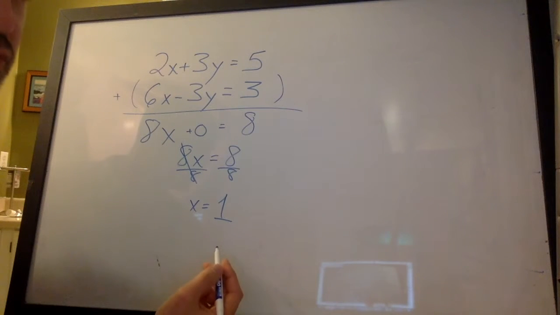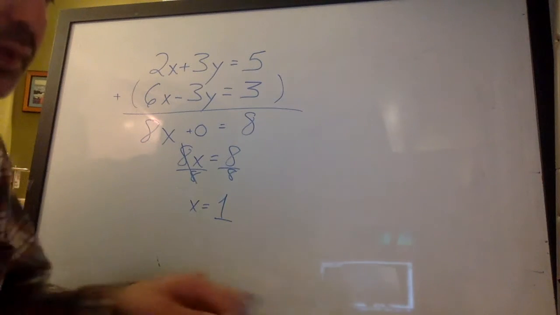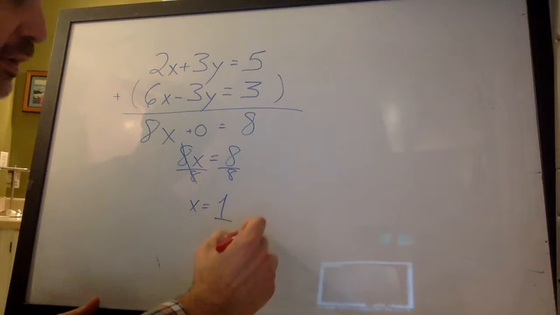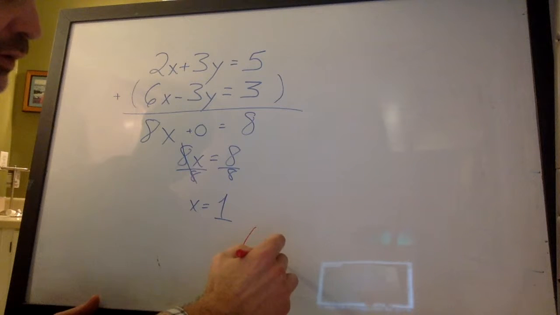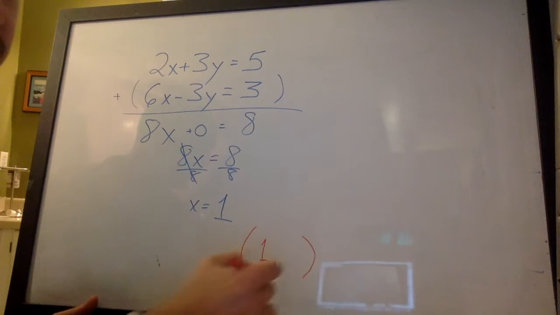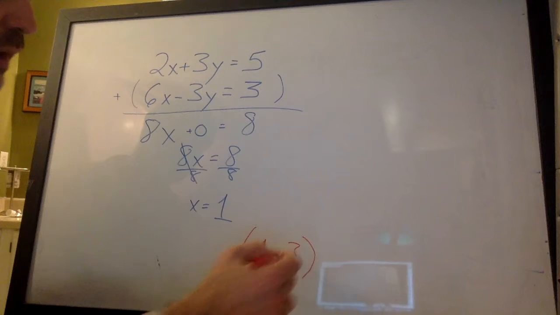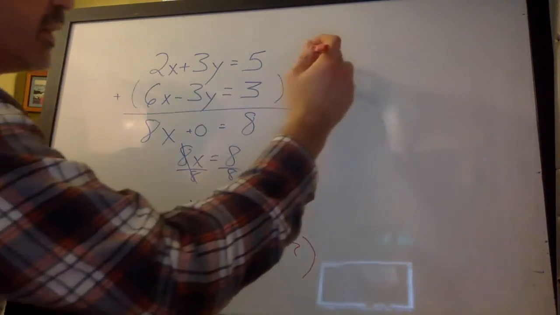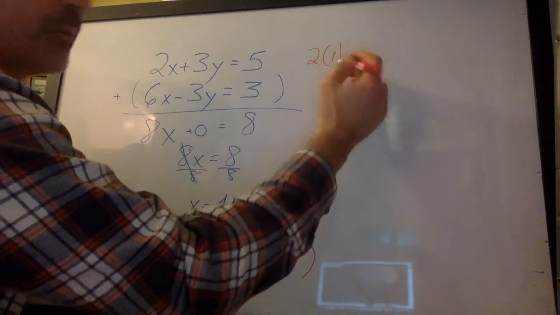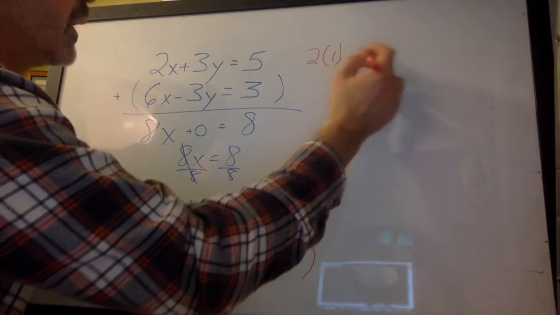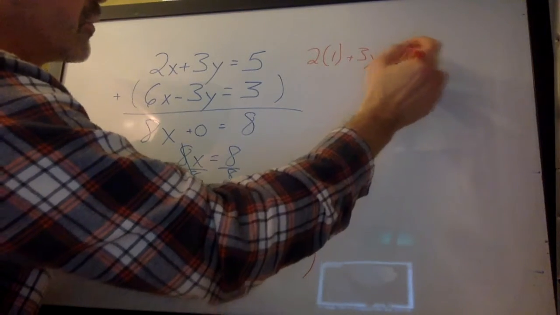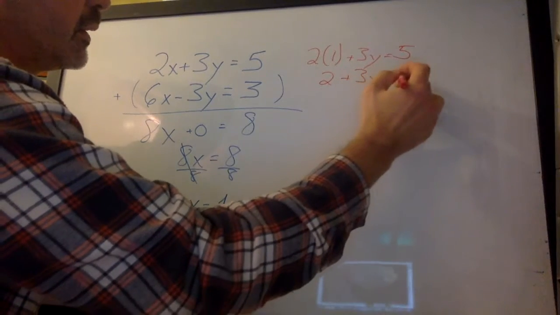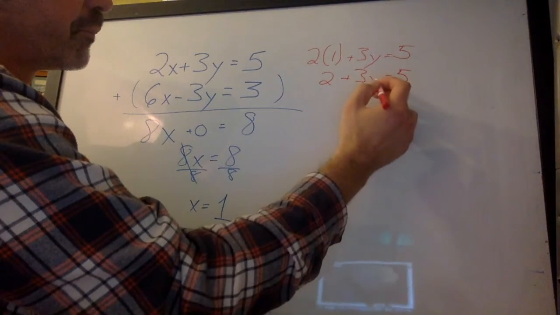Okay, so if that's true, now I need to plug those in and see if I can get a y value out to finish off my solution. Remember, my solution is a point on a graph where the two lines intersect. So I've got 1, and then I've got, we don't know yet. So let's try it. I'm going to plug in x into the top equation first. So I get 2 times 1 plus 3y equals 5. So I'm going to simplify. 2 plus 3y equals 5.